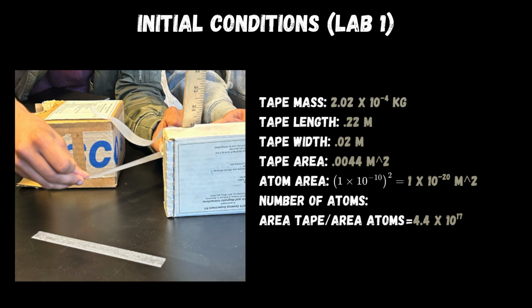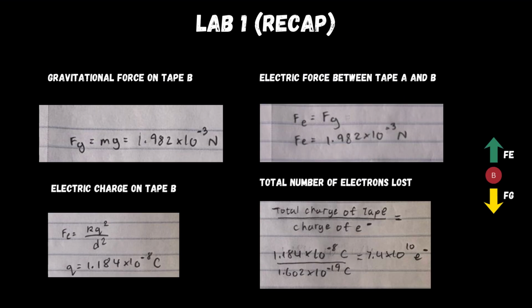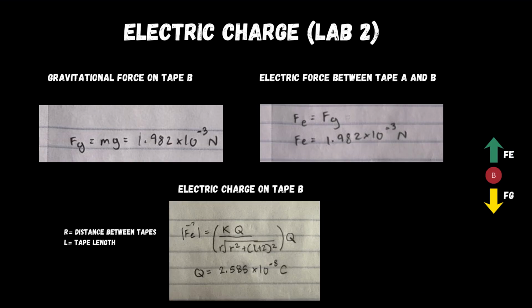Just to reiterate some of the initial conditions from Lab 1, the mass of the tape was 2.02 times 10 to the negative 4. The length was 0.22 meters, the width was 0.02 meters, and the area of the tape was 0.0044 meters squared. These were some of the calculations that took place in the previous lab, and the ones we really need are just the gravitational force and the electric force.